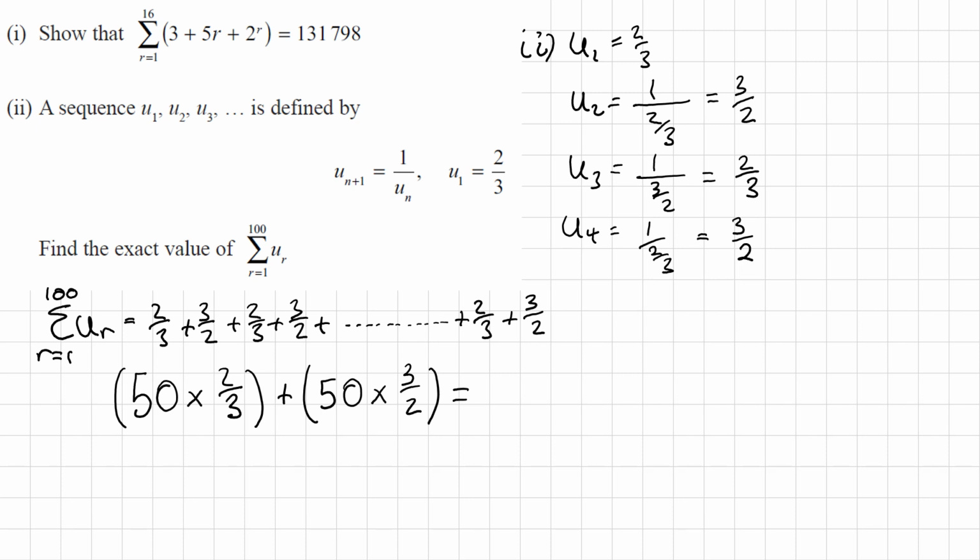So 50 times 2/3 is 100 over 3, plus 50 times 3 over 2, that gives 75. We'll add the two together and we get 325 over 3. I'm not going to change that to a decimal because the question does say exact value. So I will leave my answer like that, 325 over 3.